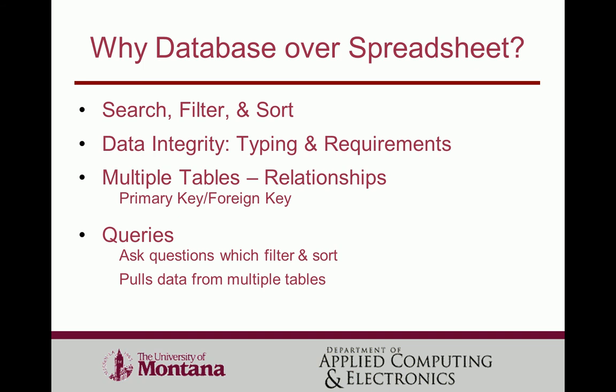The last component why I think a database is favored over a spreadsheet is if we need to write queries, specific questions to filter and sort. Now you can filter and sort in a spreadsheet, and it's actually quite efficient. But if there are times when we need to filter and sort, and we're also going to pull data from multiple tables, then a query is far superior. So reasons to use a database besides searching, filter, and sort: we have data integrity, we have multiple tables and relationships that interconnect those tables, and then we have the ability to write queries.